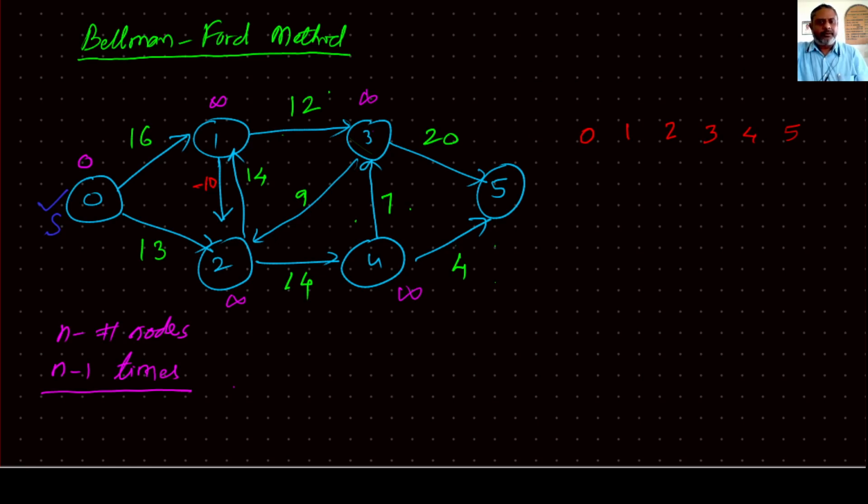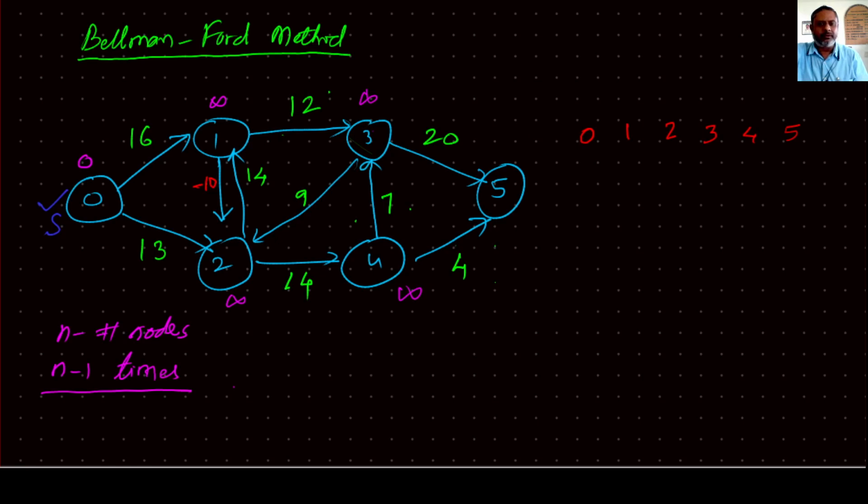As an example, from 0 we have 16 to 1 and 13 to 2. So we take up 13 and then 16. From 13 we can continue, and when it comes to 16, then 16 minus 10 becomes 6, but already we had 13 here. So 6 should have been the correct answer, but we have already fixed 13, therefore it can't be changed. That was Dijkstra's method.